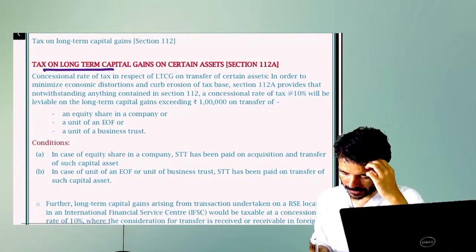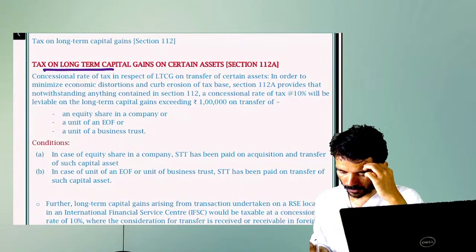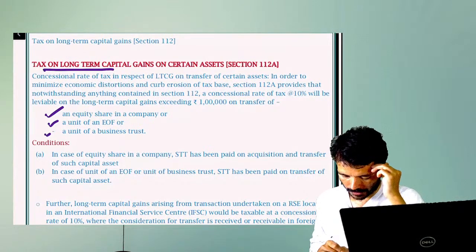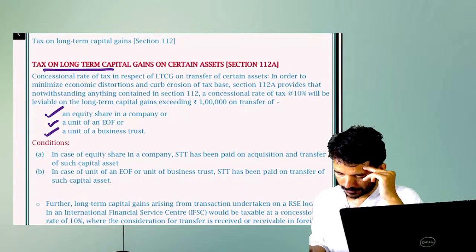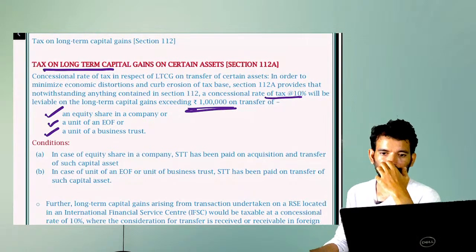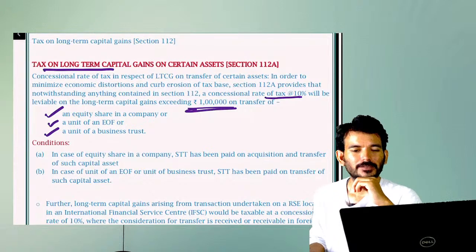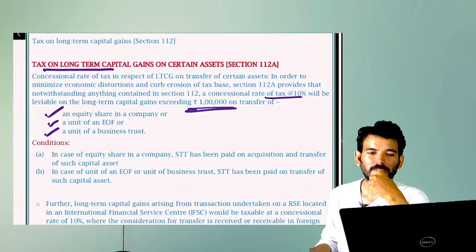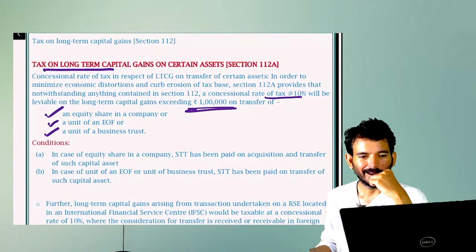And long-term capital gain in respect of equity shares in a company, units of an equity oriented fund, or a unit of a business trust will be taxable at 10% beyond 1 lakh. See, earlier it used to be 100% exempt, but now, beyond 1 lakh, you will be paying tax at 10%.